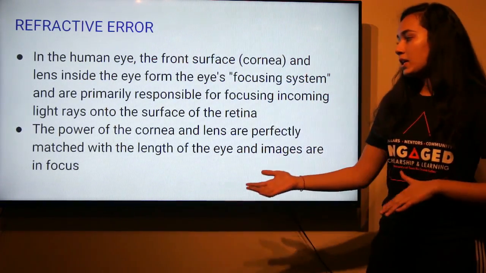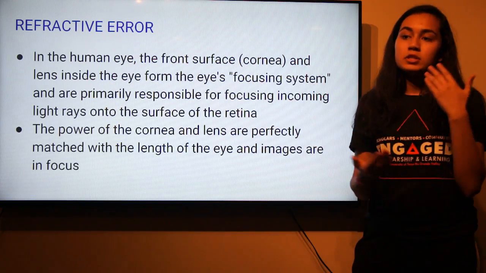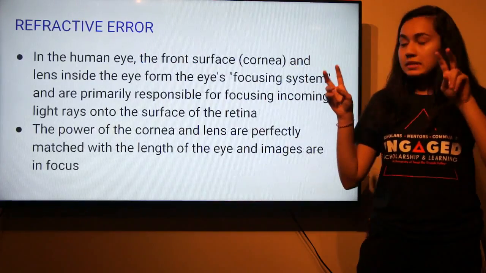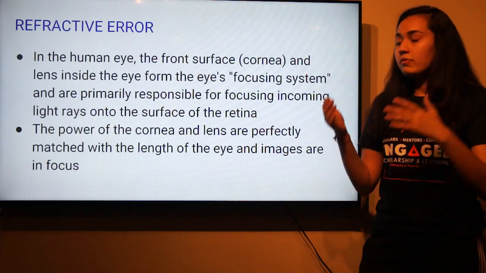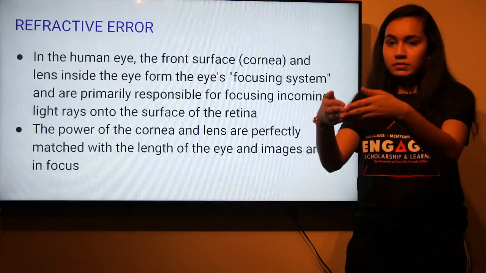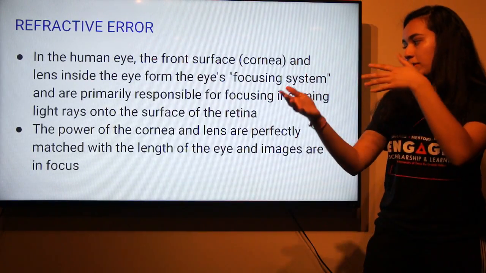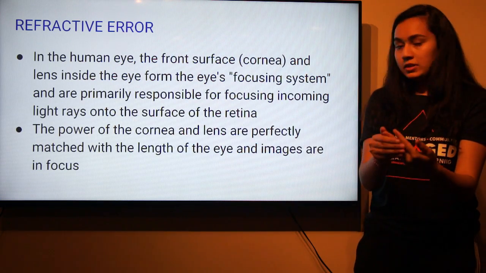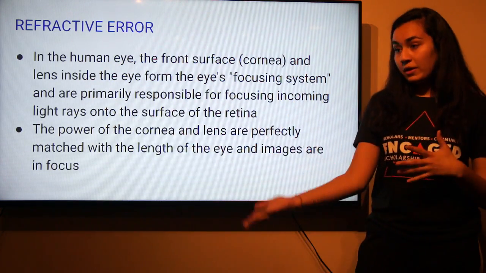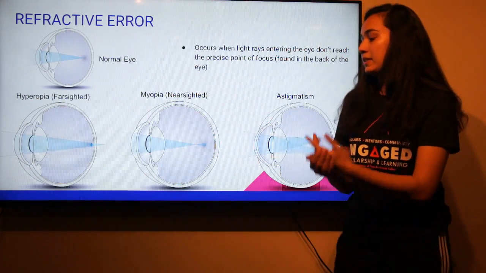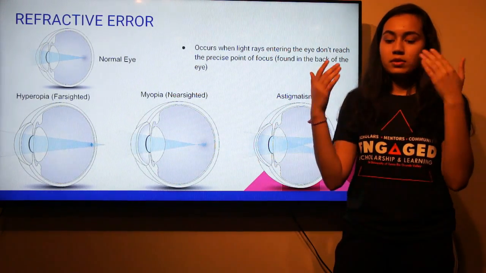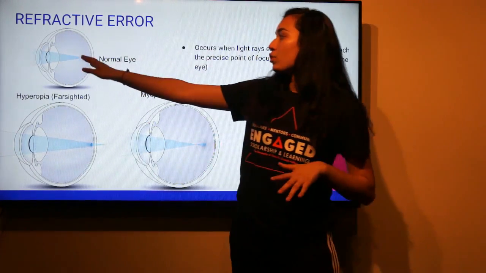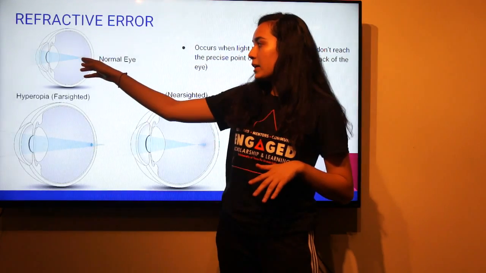This occurs because normally in the human eye, the front surface, or your cornea, and your lens inside the eye form a focusing system, and it's primarily responsible for focusing the incoming light rays onto the surface of the retina into one point. Normally, the power of the cornea and the lens are perfectly matched with the length of the eye, keeping images in focus. However, when a refractive error occurs, it's because the lens and the refractive power of the cornea don't match up properly. As you can see in a normal eye, the rays meet at one point.